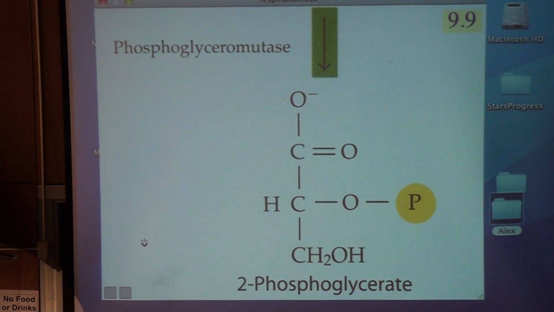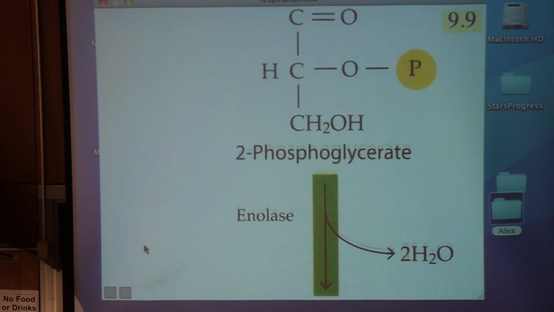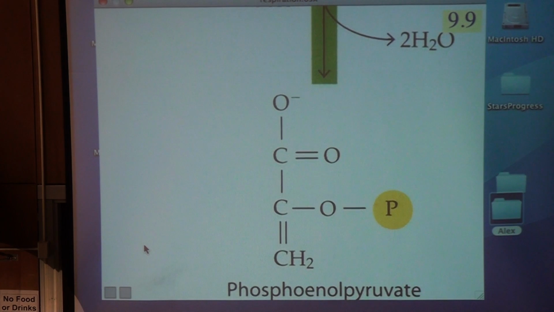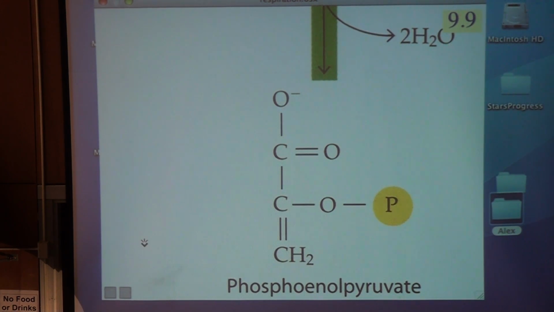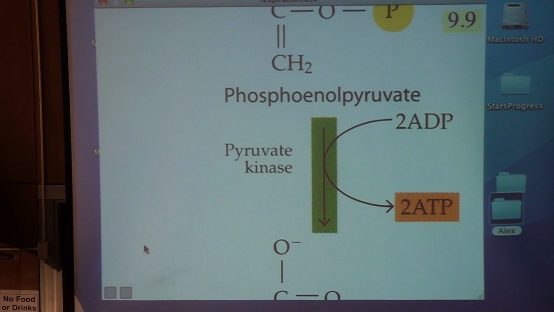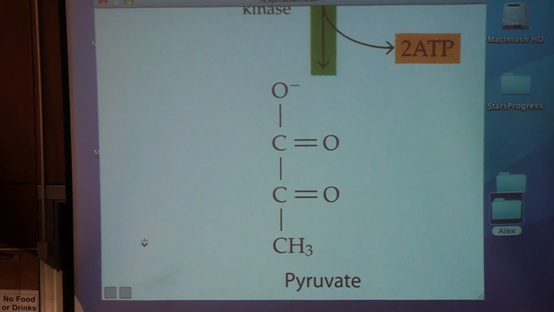phosphoglyceromutase. Oh, actually, I guess there's one more after that. 2-phosphoglycerate is the intermediate there. And there we go. Enolase is our last enzyme. And I think that should end up in pyruvate. No, phosphoenolpyruvate. Huh. I need to brush up on this stuff. Okay, pyruvate kinase. There we go. That's going to be our pyruvate. So, it's a pretty long pathway with the 10 different enzymes involved.